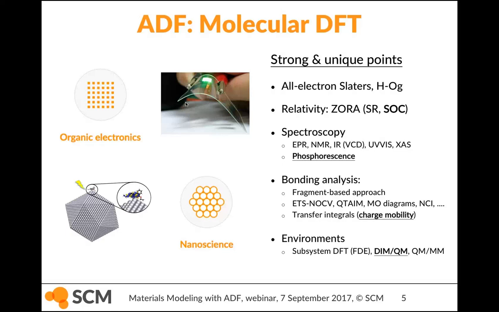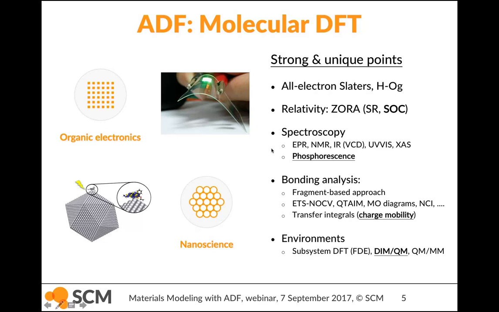There are many different DFT codes out there. What ADF is particularly strong at is when you're dealing with systems where relativistic effects matter and/or where you're interested in spectroscopic properties. So going all the way from EPR to X-ray absorption, there are tools available in ADF to model those spectroscopic properties. And there are particularly good ways of dealing with relativistic effects in these systems.